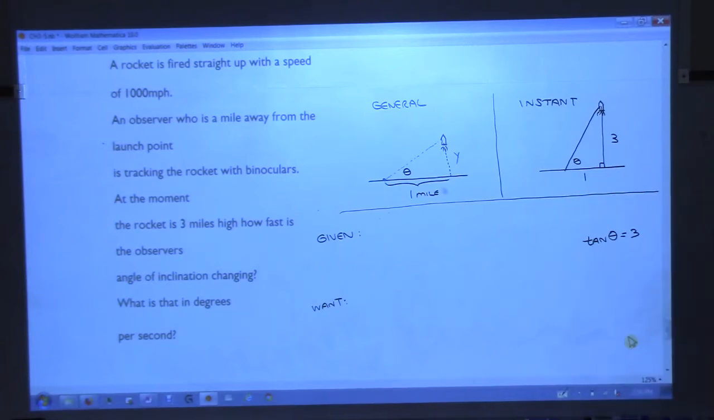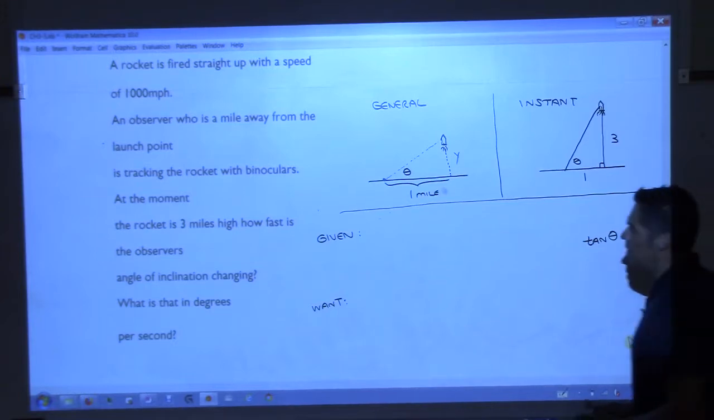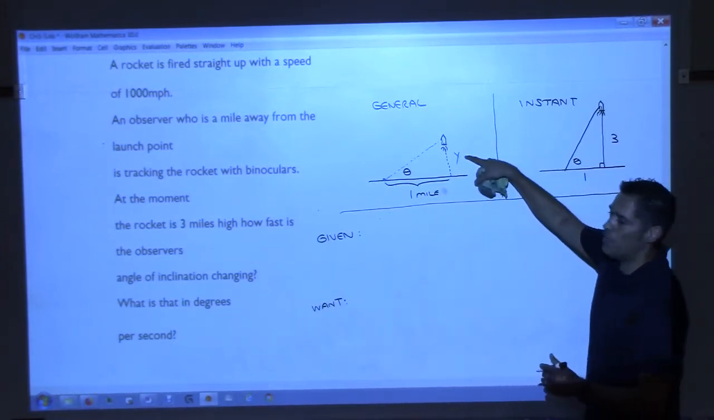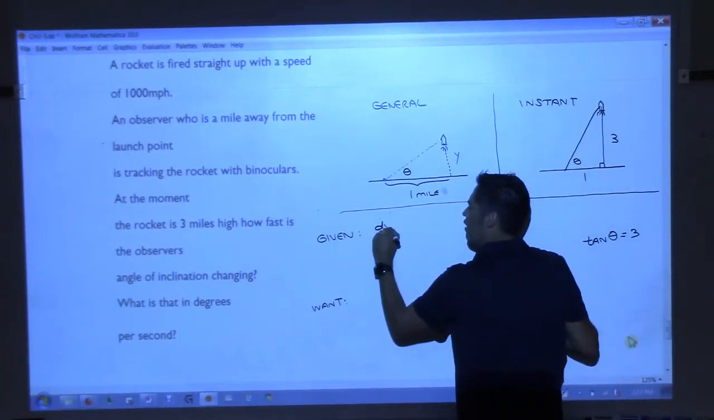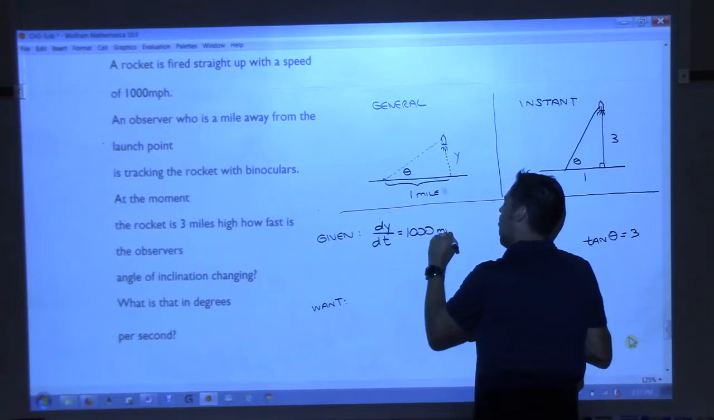So what are we given in the problem? The rocket's fired straight up with the speed. Speed is velocity, is a derivative, right? So I'm given the rate at which this is changing, the rate at which y is changing. So I'm given dy/dt. And I'm given that it's 1,000 mph, right?